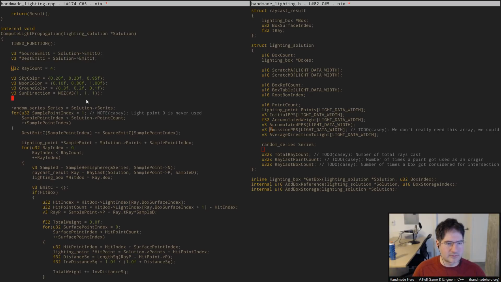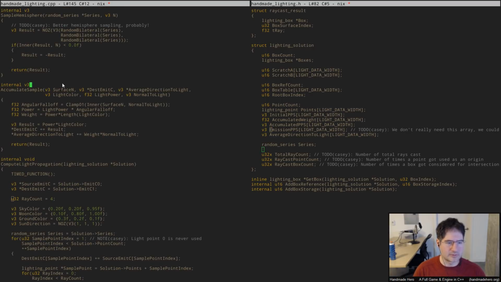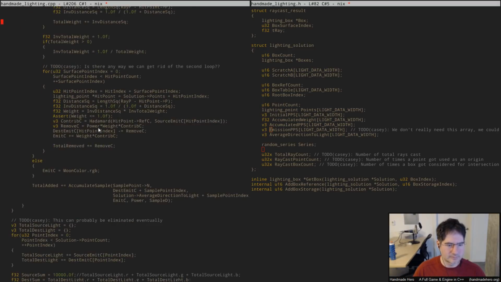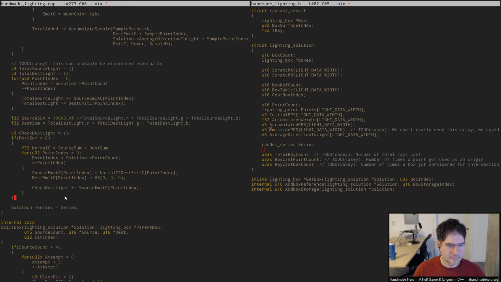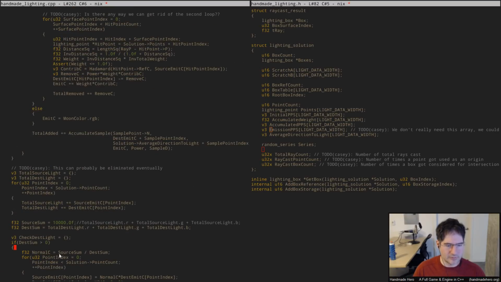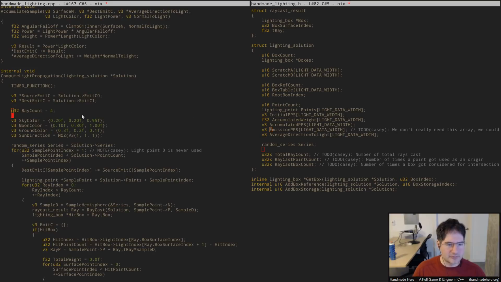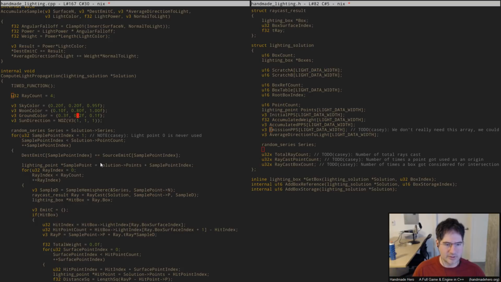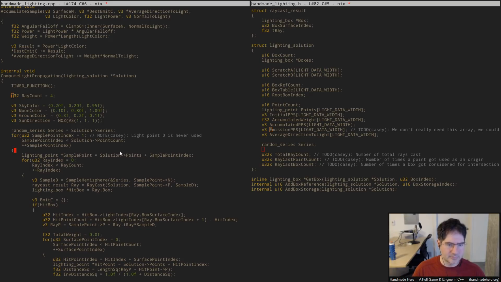And we don't need total added and removed. We don't need accumulate sample to return anything to us because it's not about that anymore. And we certainly don't need any of this either. So let's go through this now and update it to do the thing that we want it to do. There's no source emit or dest emit anymore. Those aren't things. Neither is this.